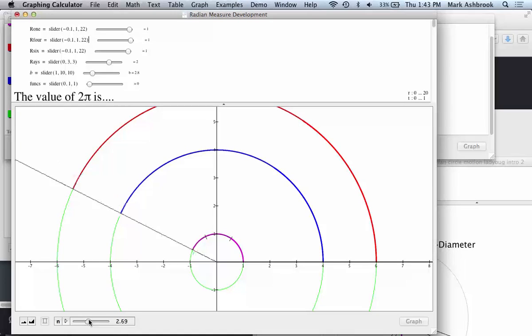Here is an angle that cuts off 3.3 radius lengths, whether it's the purple, blue, or red, or any circle with center at the vertex. What's the angle measure in radians? 3.3 radians, right? That's how we define radians, as the number of radius lengths cut off by the rays of the circle.